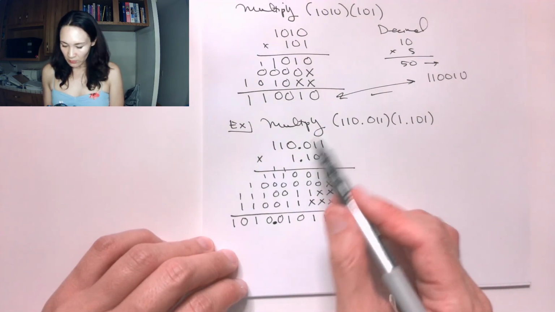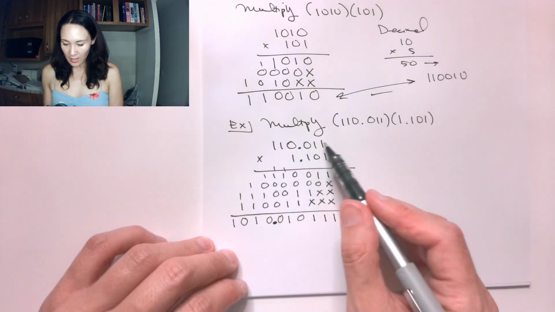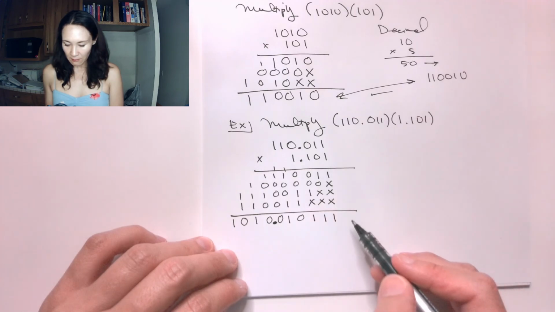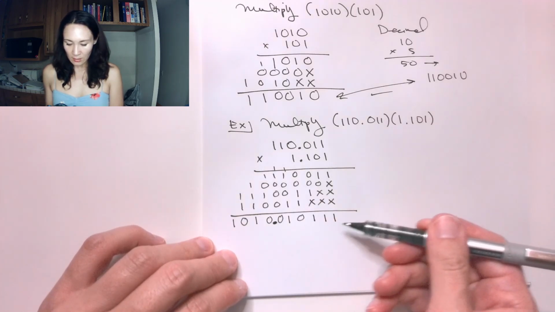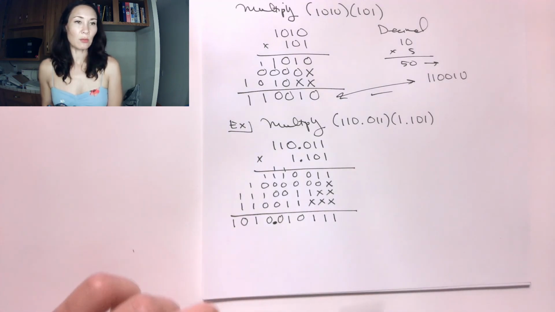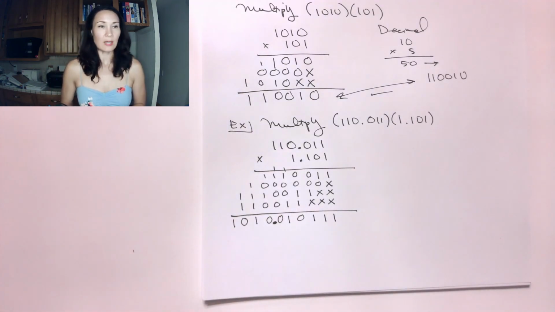So just remember, this works the same as decimal. You count the number of digits to the right of the decimal place, add those up, and then start at the right and move to the left by that many places, and that's where you place your decimal if you're doing a floating point binary multiplication.